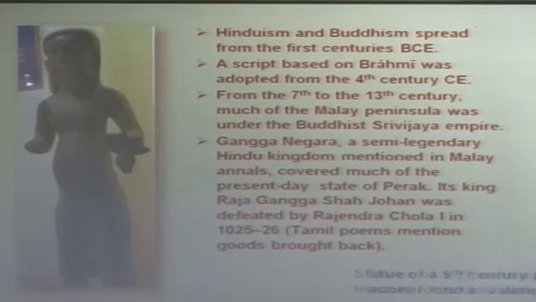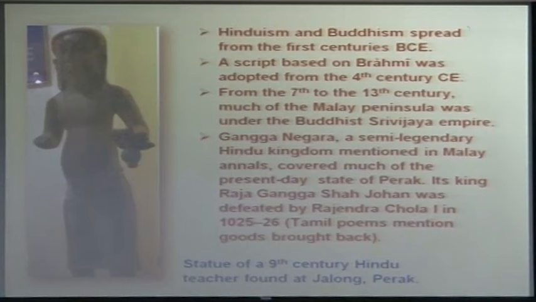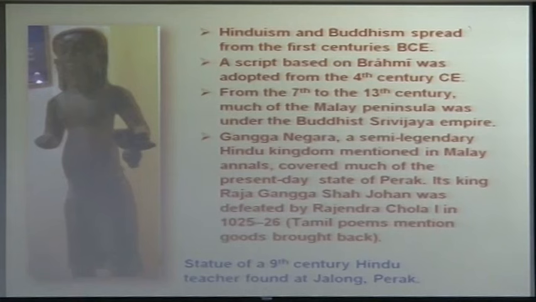Then the Srivijaya Empire was dominantly Buddhist, but then a Hindu kingdom was carved a little later and corresponds to today the state of Perak. And there is a king called Raja Ganga Shah Johan. It's very interesting. He's the one who was defeated by Rajendra Chola, who is the son of Raja Raja Chola. And the Tamil literature actually celebrates this grand victory of the Chola king.